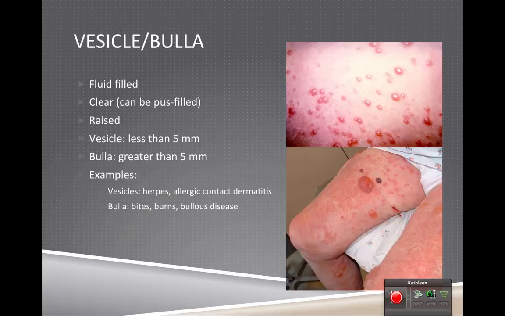A vesicle or a bulla is fluid-filled, it's clear, it can be pus-filled, it can be raised. The vesicle is less than 5 millimeters, a bulla is greater than 5 millimeters. Examples of vesicles are herpes or allergic contact dermatitis. Bullae are bites, burns, and bullous disease. And bullous disease is found in diabetics. It's a distinct, spontaneous, non-inflammatory blistering condition of the acral skin, and this is very unique to patients with diabetes.